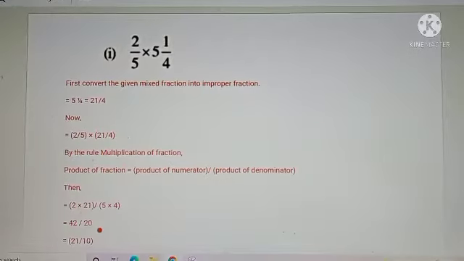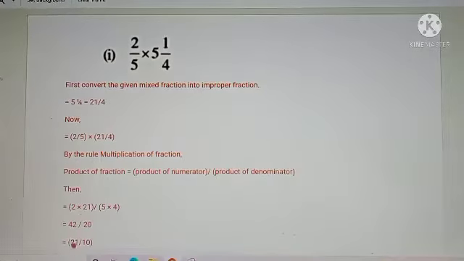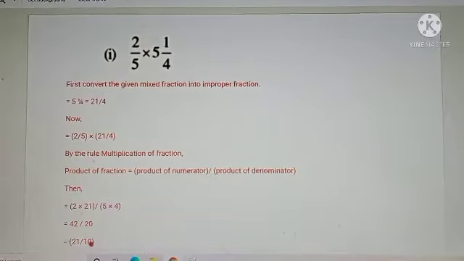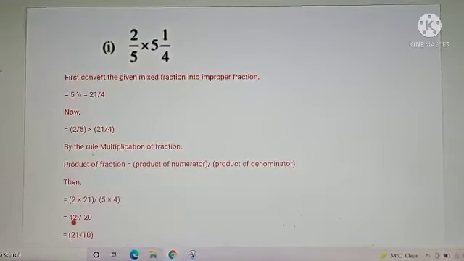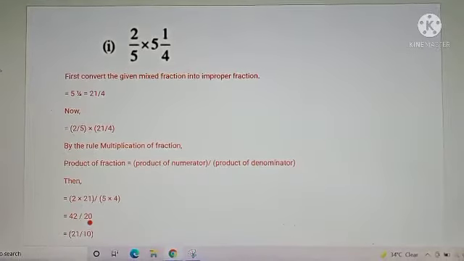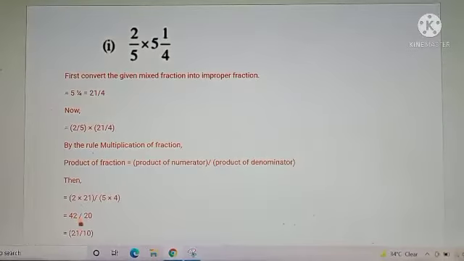42 by 20. We are reducing it to lowest term. We will get 21 by 10. How did we get 21 by 10? We divide 42 by 20 with 2. 42 divided by 2, 21. 20 divided by 2, 10.